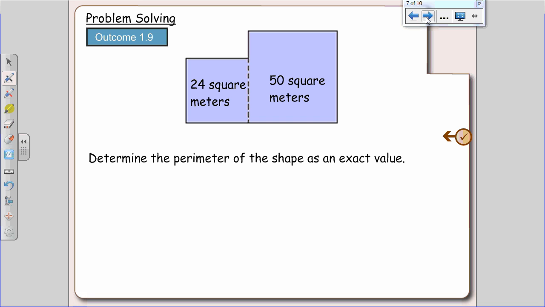You have two squares here, touching. It's asking you for the perimeter. So the perimeter is all of the outsides added together. Good question. So it's giving you the area, not the perimeter. So it's saying the area is 24, which means this times this is equal to 24. So length times width is equal to 24.